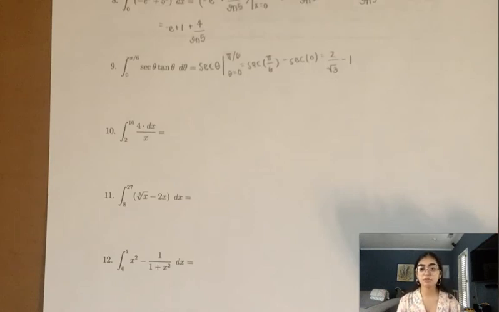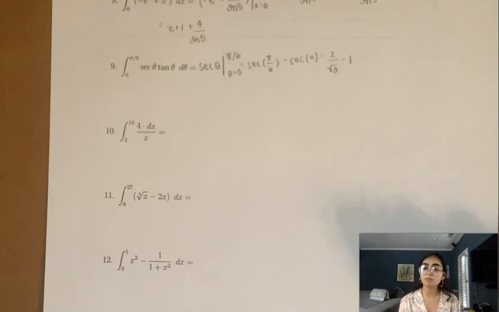So secant pi over 6 is equal to 2 over square root of 3 because secant is equal to 1 over cosine, right? So that means that secant pi over 6 is equal to 1 over cosine pi over 6. Cosine pi over 6 is equal to square root of 3 over 2. So secant pi over 6 is going to be equal to 1 over square root 3 over 2. And then we're just going to divide those two numbers, or multiply by the reciprocal. So we're going to get 1 times 2 over square root 3, which is 2 over square root 3.